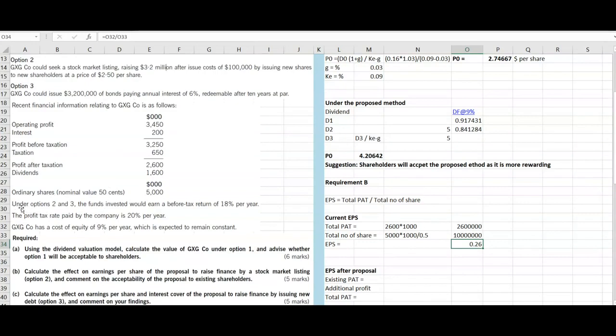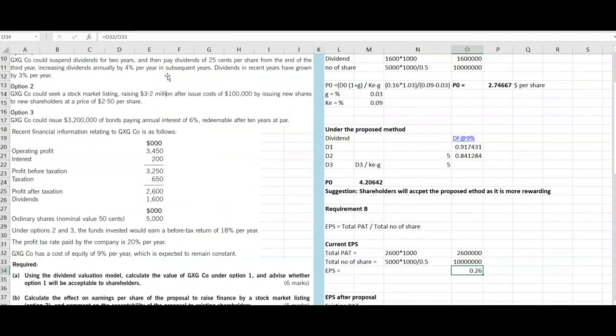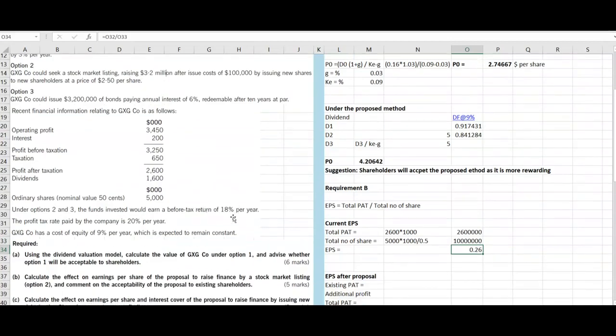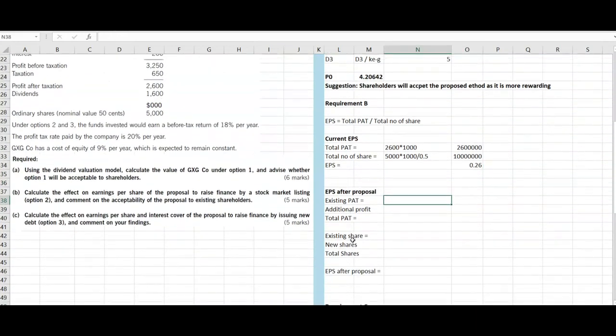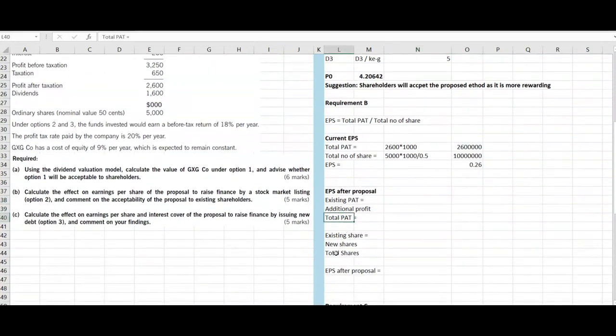We'll check whether any other information is given. We left this information earlier. Under options 2 and 3, the funds invested would earn a before-tax return of 18%. So the 3.2 million invested in the company will generate an 18% return. That is what is given. So we'll start with the EPS. We'll find out the total PAT and the total shares. For finding the total profit after tax, first we'll start from the existing PAT.